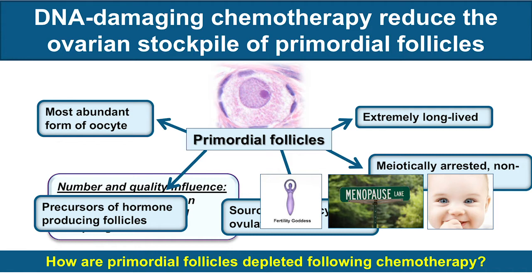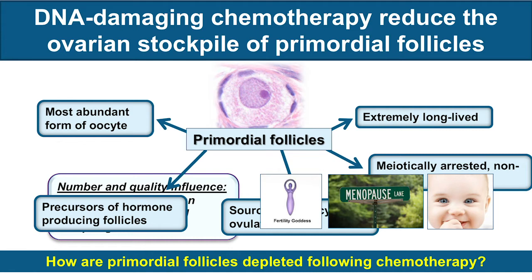You can see one here. It's got a large immature oocyte surrounded by a single layer of squamous granulosa cells. Primordial follicles are the most abundant form of oocyte found in the ovary. You can think of them as a storage unit for the female germline. And importantly, they're the precursors of all these mature hormone-producing follicles and the source of all oocytes for ovulation.